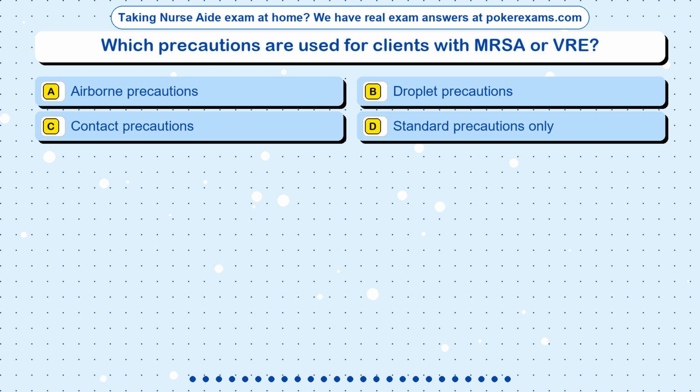Question 22. Which precautions are used for clients with MRSA or VRE? Option A, airborne precautions. Option B, droplet precautions. Option C, contact precautions. Option D, standard precautions only.